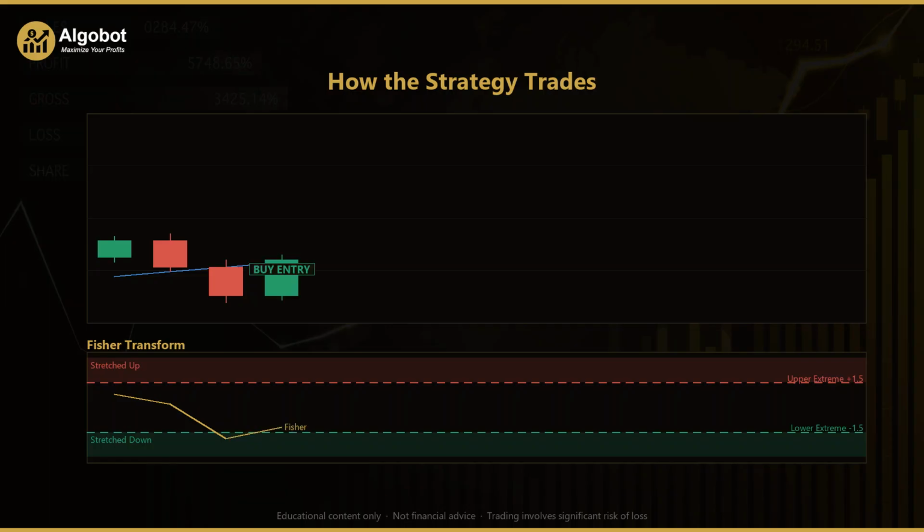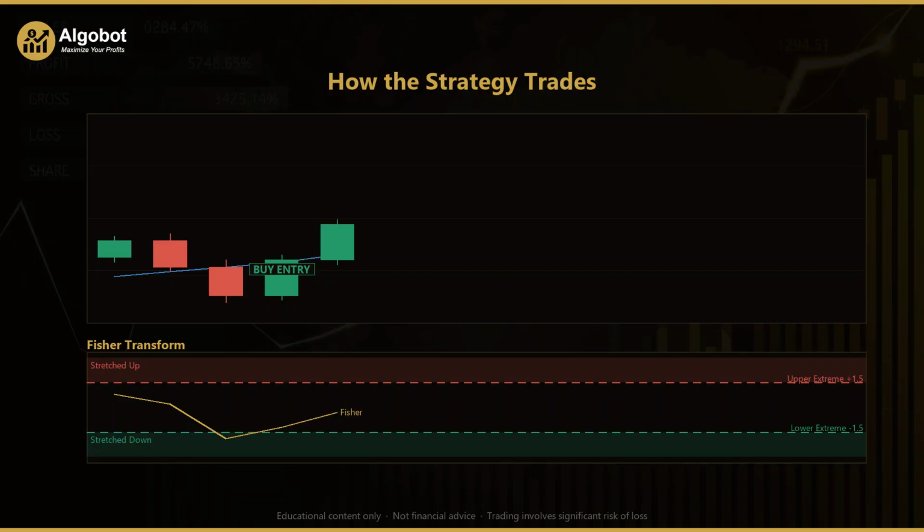We open in a gentle uptrend. Notice the blue trend average is sloping upward across these first candles, which tells the strategy that the dominant regime is bullish. That single fact matters, because this system will only consider buying while that line is rising.